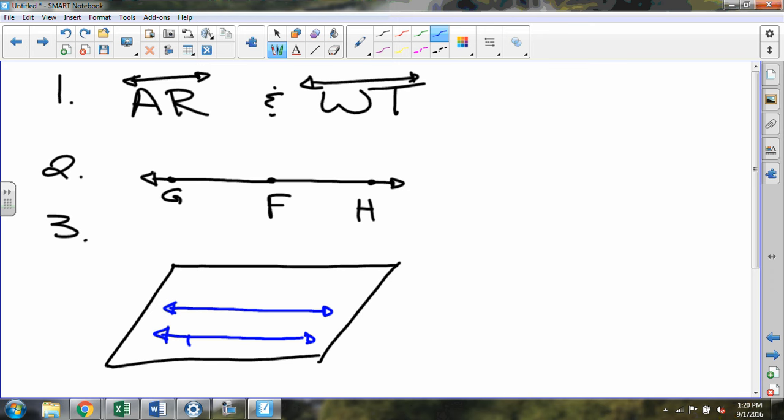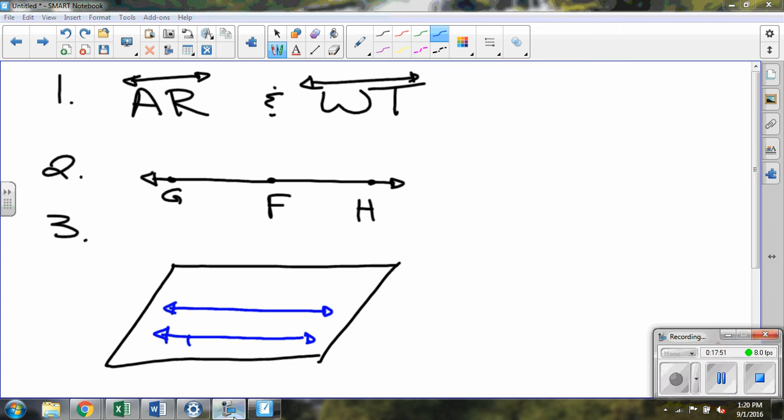Now, you don't get graded based on your ability to have an absolutely perfect drawing. This isn't an art class. I don't expect perfection out of these. But your sketches need to be good enough that I can understand what it looks like. And if it looks like they're going to cross, I'm going to assume that they are. If it looks like you're trying to draw parallel, we'll assume that's what you're trying to do. Yes, sir.